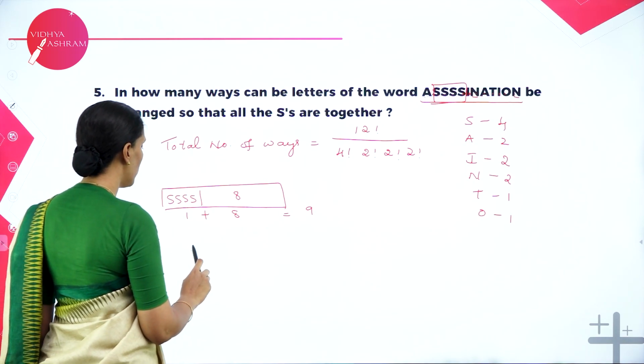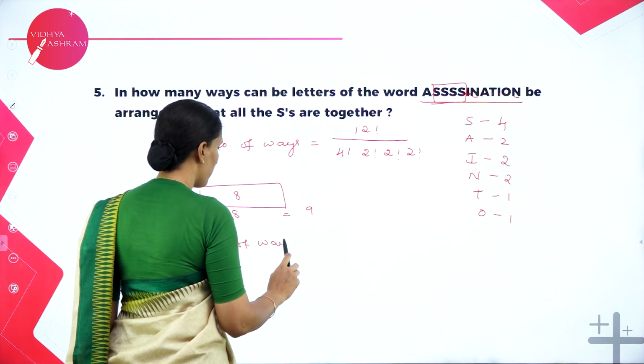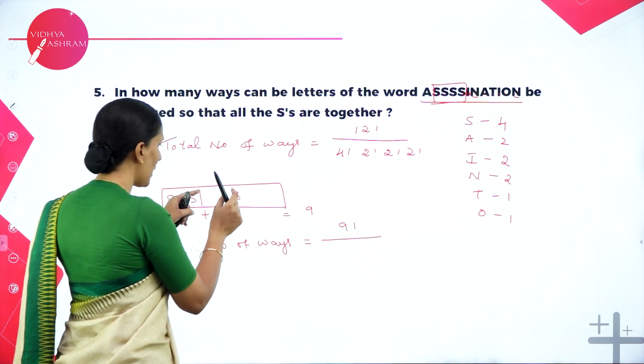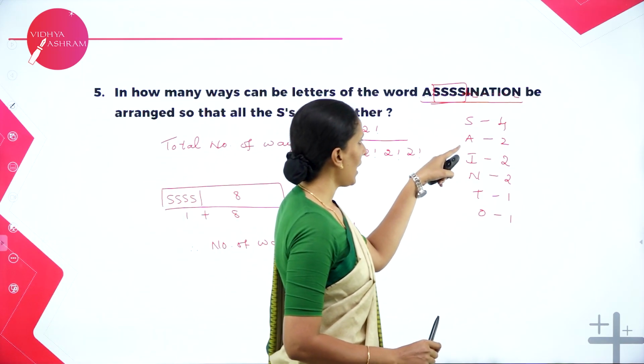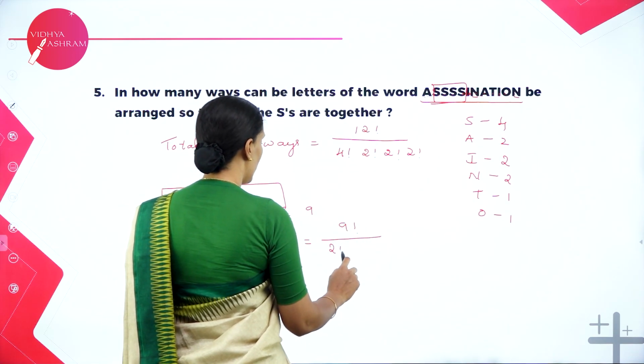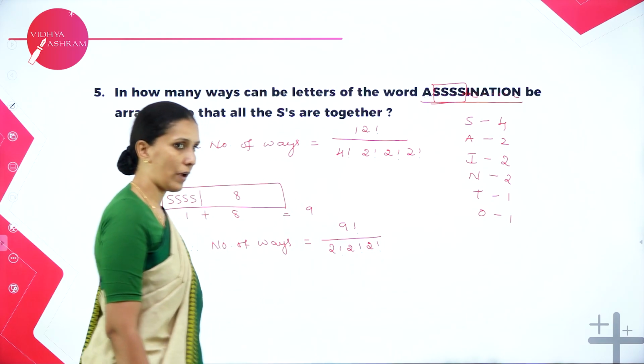So therefore here the number of ways is equal to 9 factorial. And among the remaining 8 objects, we have A, I, N repeated twice. So therefore this is divided by 2 factorial into 2 factorial into 2 factorial.